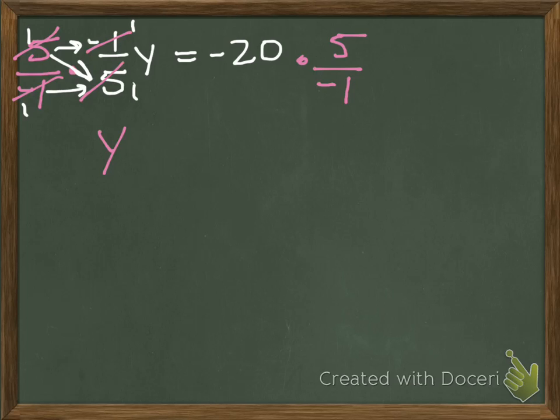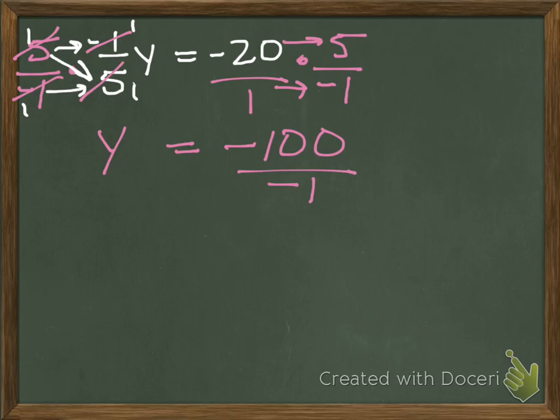Now let's take a look at the right-hand side. So I have -20 times 5 over -1. Whenever I have a whole number times a fraction, I like to put the invisible 1 under 20, so I have two different fractions. And then when you multiply straight across, you would get -20 times 5, which equals -100. And on the bottom, it would be 1 times -1, which equals -1.